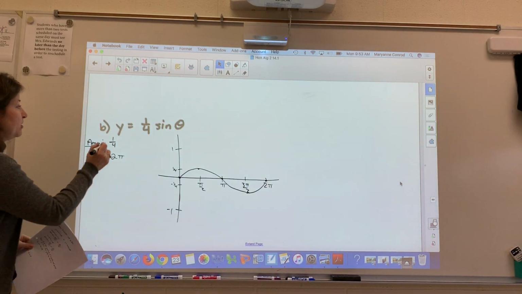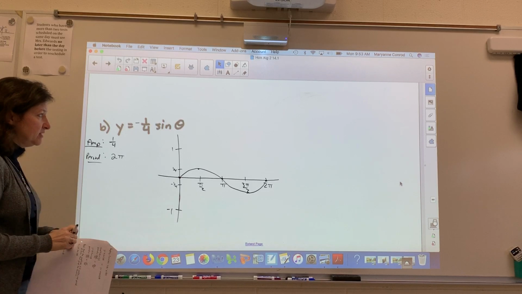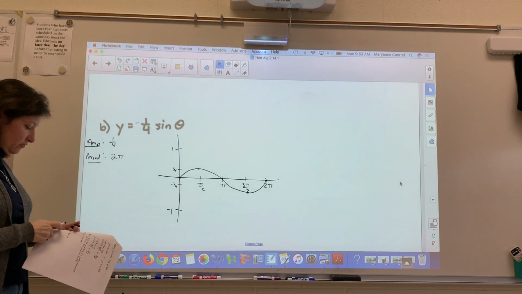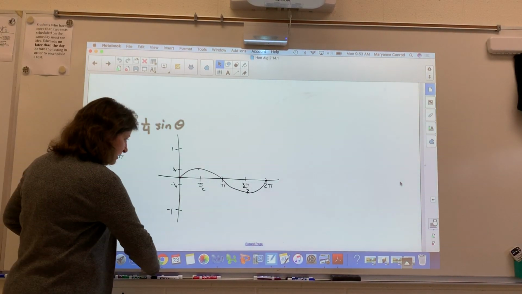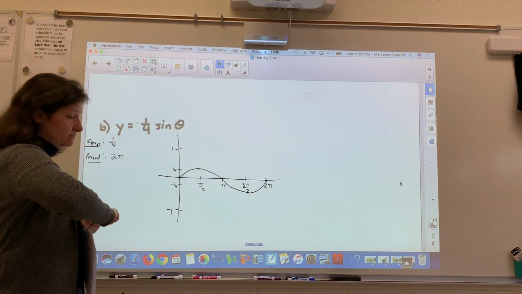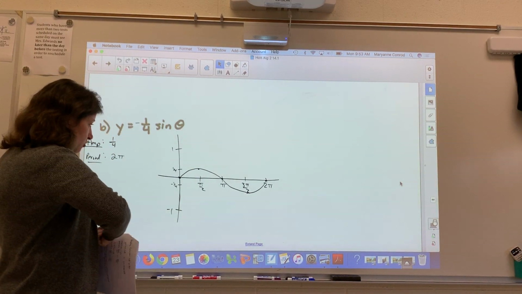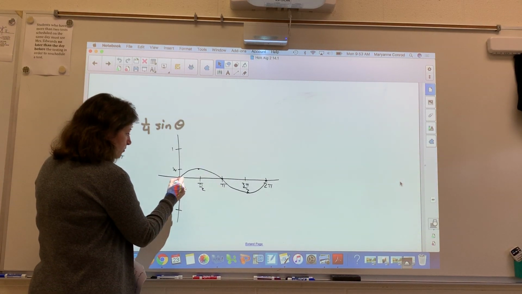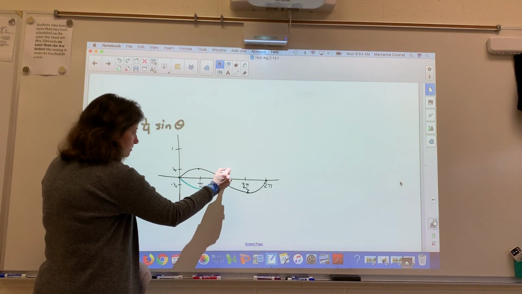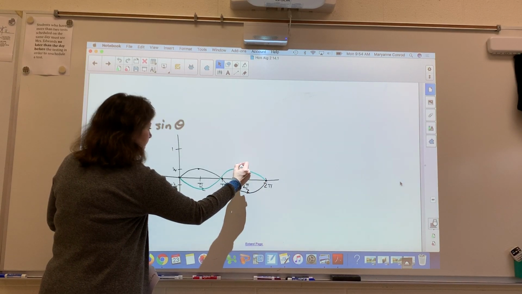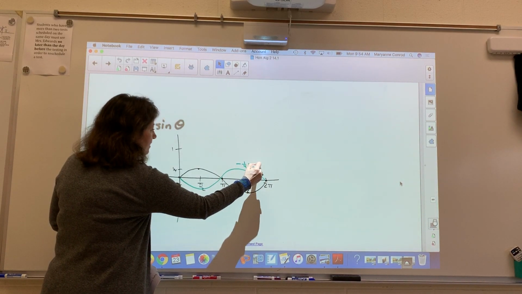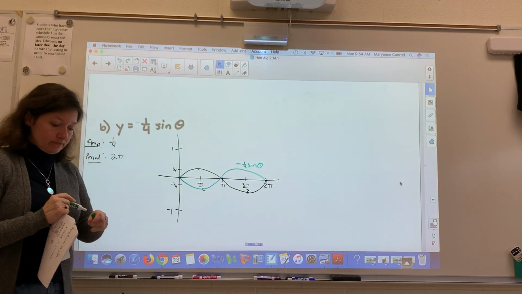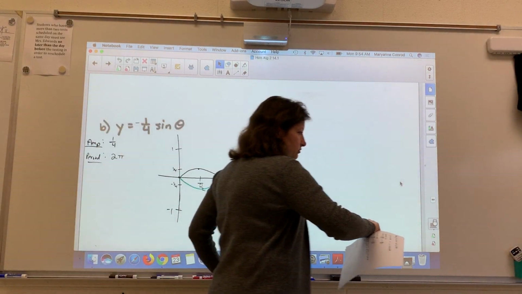Good. What if I put a negative sign in front of this? What would have happened to that curve? That's right. If I put a negative sign in front of this, I would take the curve that I just made and flip everything. So if this were the negative version, this green would represent the negative version. This would be -1/4 sine theta. It would get flipped. Good. Okay, let's go on to C.